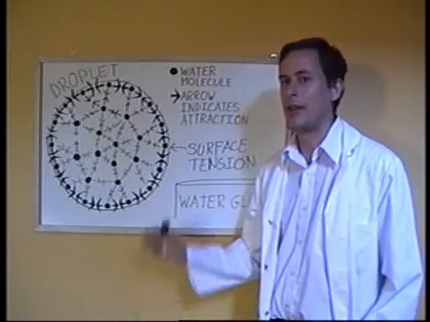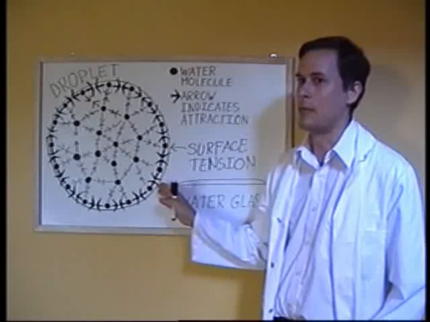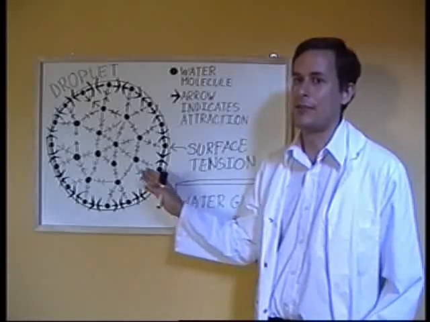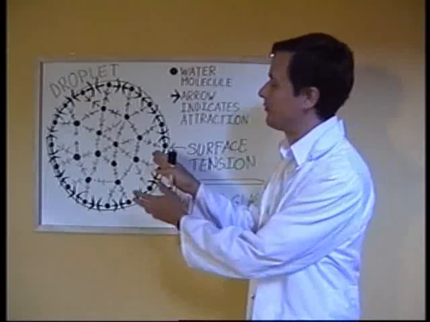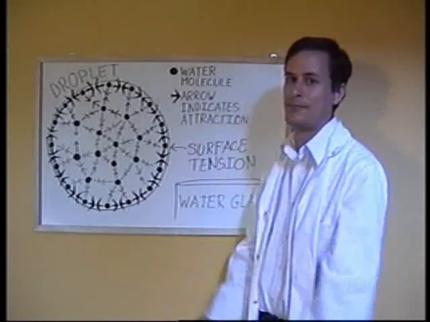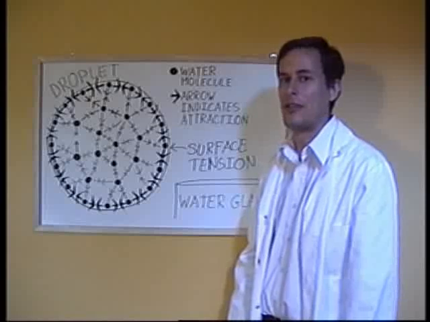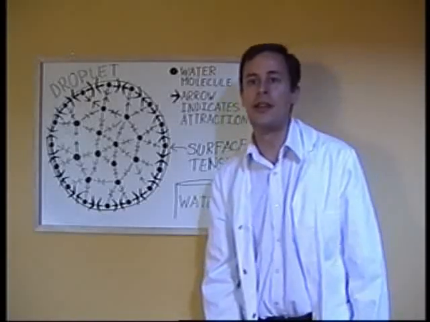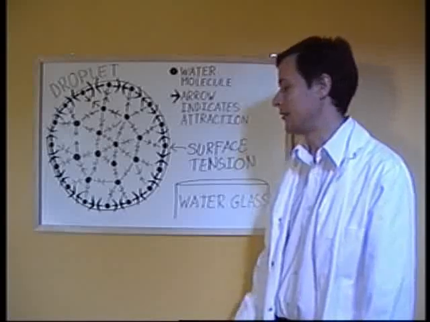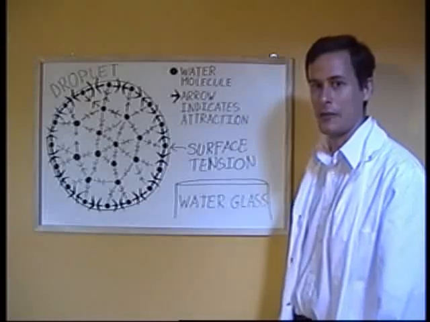The overall attraction of molecules on the surface of the water towards the centre of the water acts to create the smallest surface area for the droplet of water, which is a sphere. This effect is known as surface tension. Surface tension can be demonstrated by adding paper clips to a glass of water until it overflows.